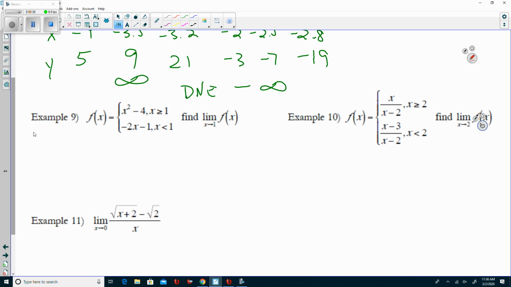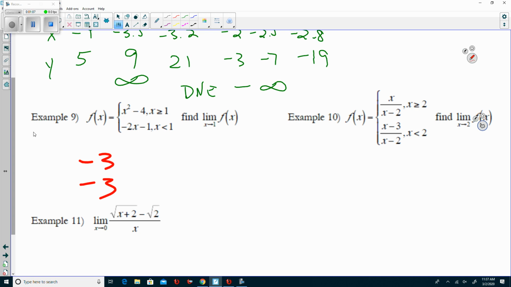So if I plug in 1 to the top one, what do I get? -3. If I plug 1 into the bottom one, what do I get? -3. Okay? -3, -3. So that means that the limit is -3. Which one would have a hole, so to speak, and which one would be colored in? The top one would be colored in. The bottom would be the hole, which gets colored in by the other one.